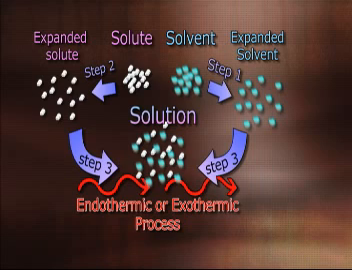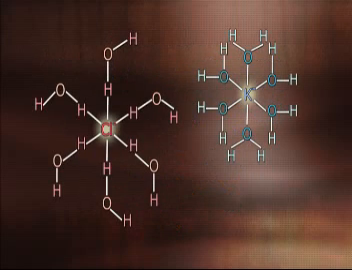In the third and final step, the solute particles mix with the solvent particles. This step can be either endothermic or exothermic, depending on whether heat energy is absorbed or released as a result of the solution being produced. In the final step of the solution process, each solute particle becomes surrounded by a layer or cage of solvent molecules. This is because they are attracted to one another by intermolecular forces.